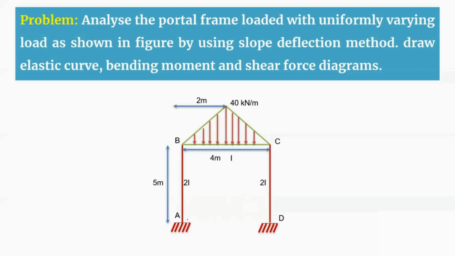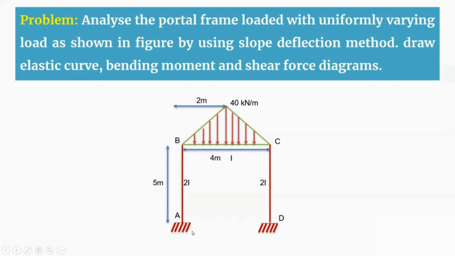But when there is a different support condition, then there will be a chance of having a sway condition. For BC, it is a symmetric loading that has been given. The UVL, that is uniformly varying load, has been distributed equally in this BC span, about the center. Therefore, there is no sway condition for this entire portal frame. So the sway here is 0. This is how you start analyzing your problem first: whether the given portal frame has a sway condition or no sway condition.